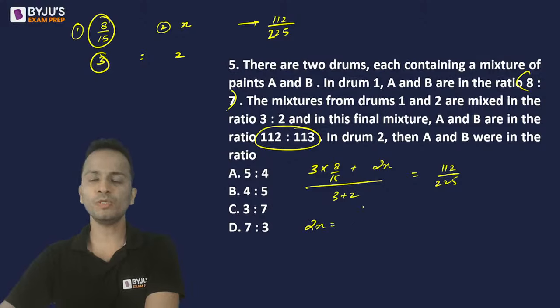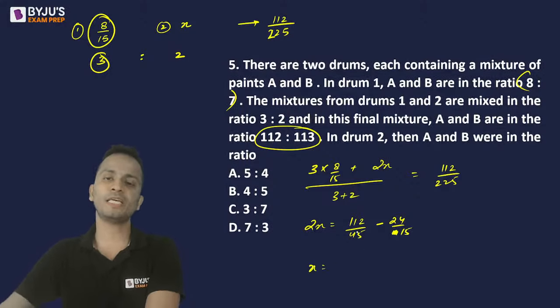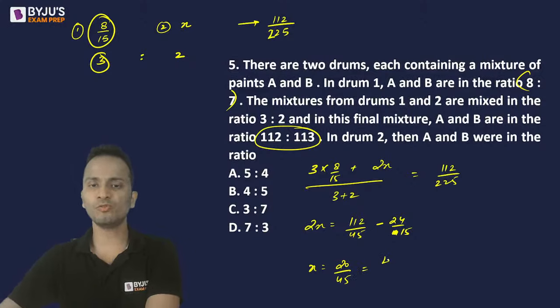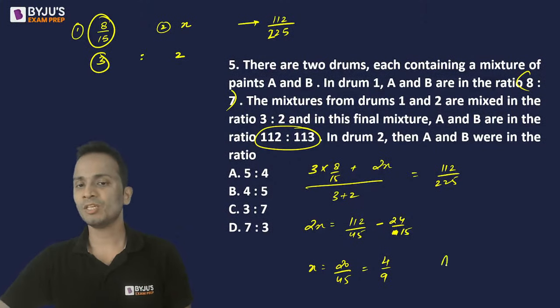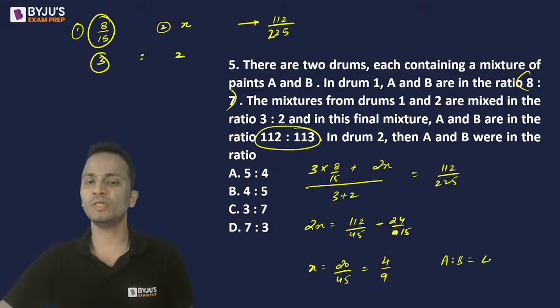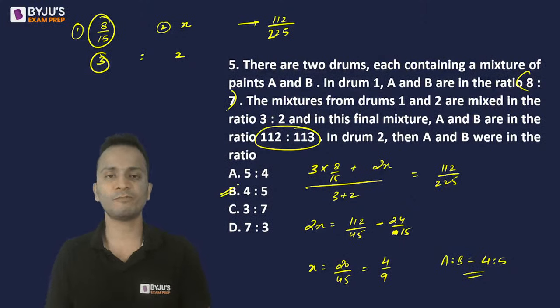So 2x is equal to 112 upon 45 minus 24 upon 15. So from here the value of x I'll get will be 20 upon 45, that is equal to 4 upon 9. So this is the fraction of A in the second drum. So 4 out of 9 is A, so 5 out of 9 will be B. So the ratio of A and B will be equal to 4 is to 5. That is, option B will be the correct answer for this question.